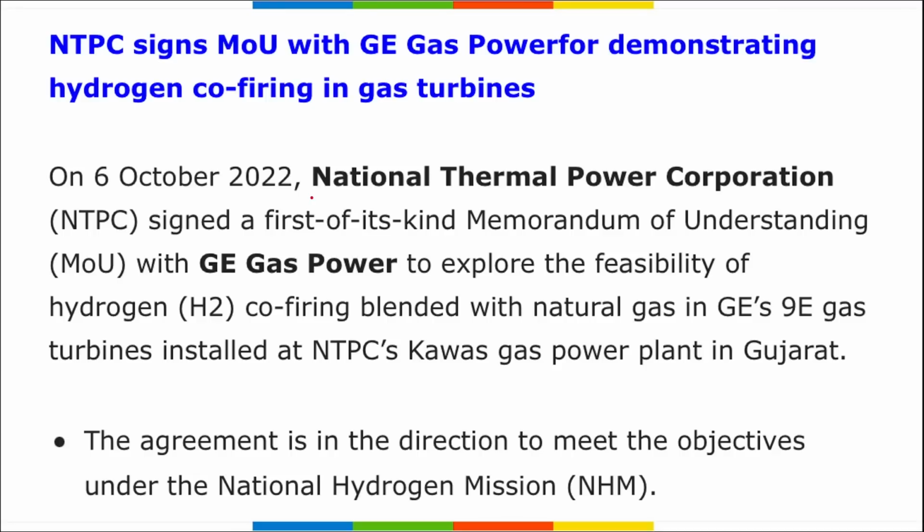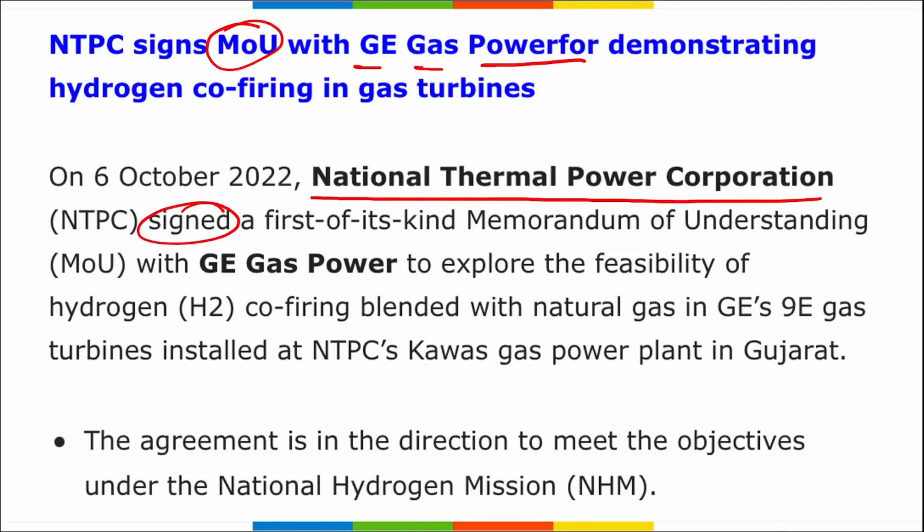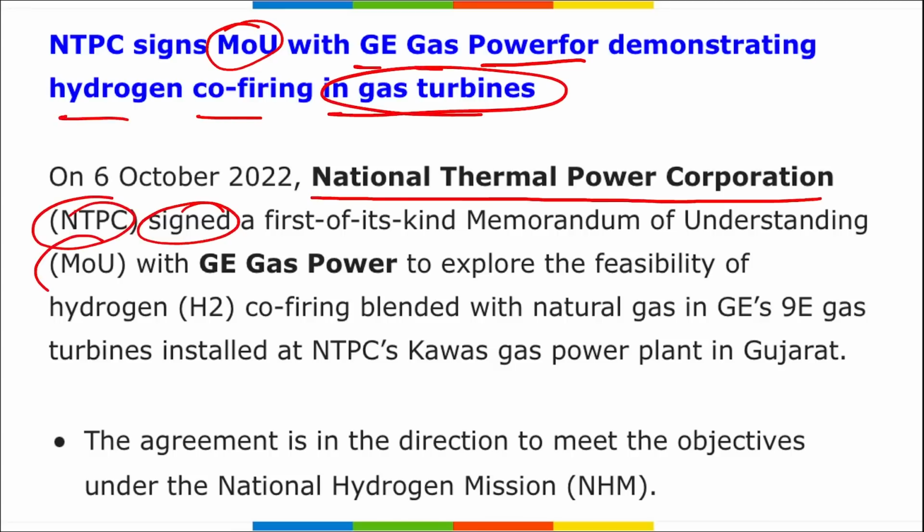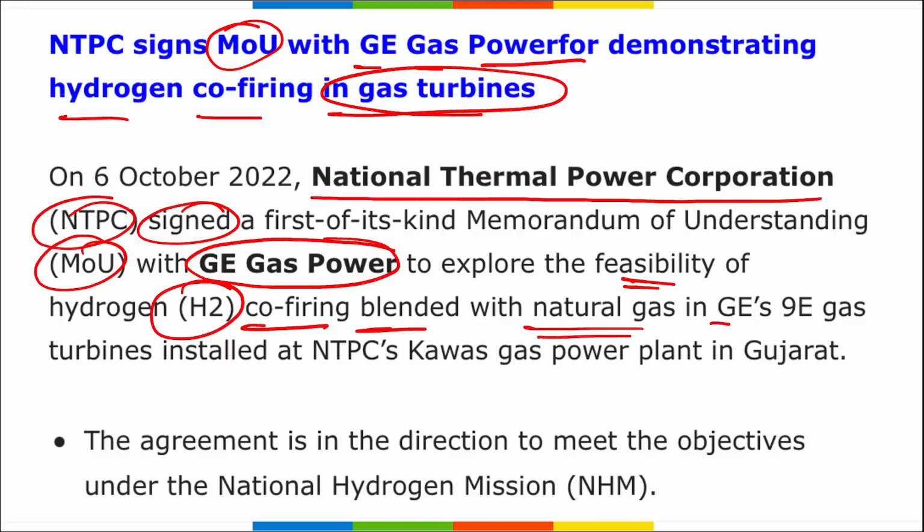Moving on to next news. NTPC, that is your National Thermal Power Corporation, has signed a first of its kind memorandum of understanding with GE Gas Power for demonstrating hydrogen co-firing in gas turbines. I repeat, NTPC has signed an MOU with GE Gas Power, and the reason is to explore the feasibility of hydrogen co-firing blended with the natural gas in the GE's 9E gas turbines that are installed at NTPC's Kawas gas power plant, that is in Gujarat.